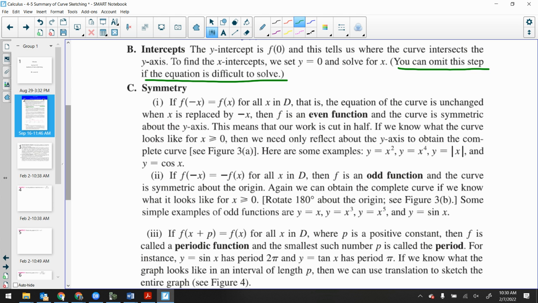That means that it's symmetrical about the y-axis, right? If you plug in x or negative x and it comes out to be the same y value, then it's even. And the curve is symmetrical about the y-axis. This means that our work is kind of cut in half. If it's symmetrical about the y-axis and you know what it looks like on the right side, flip it over on the left side. That's the convenient piece about even symmetry.